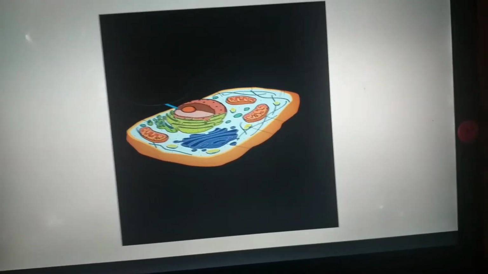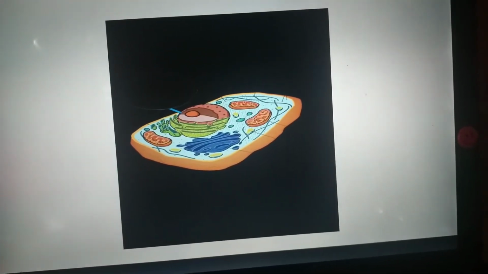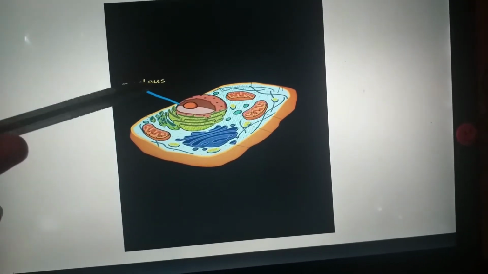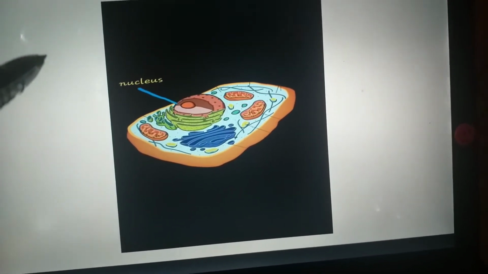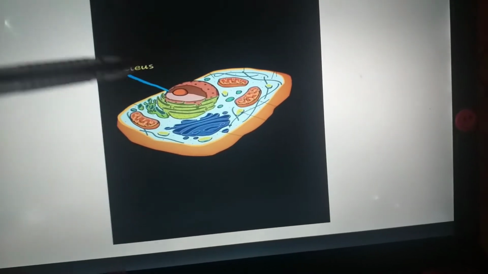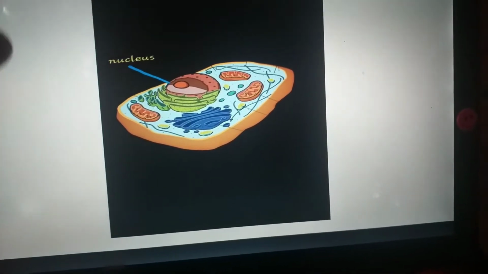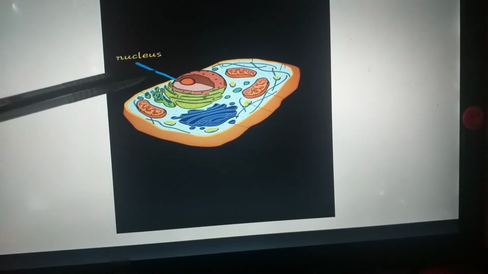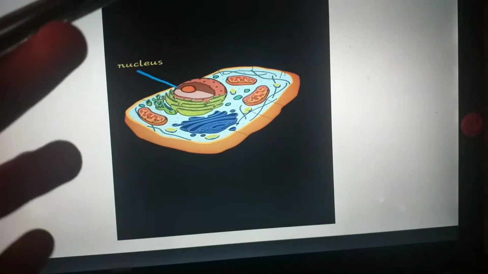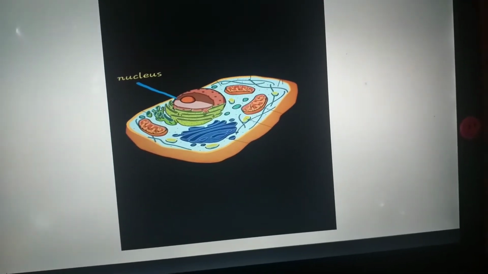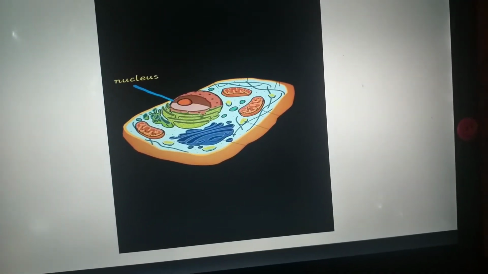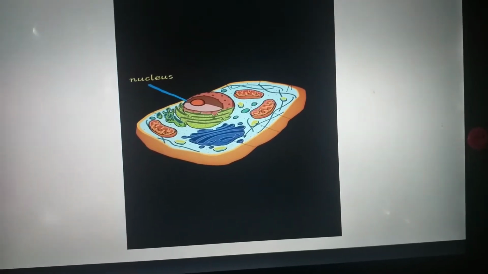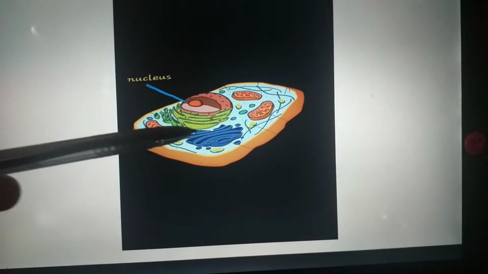So, the first important part in the eukaryotic cell is the nucleus. This nucleus contains the cell genome, and this is considered as the brain of the cell. The nucleus directs the cell's activities and contains genetic material called chromosomes that is made up of DNA.